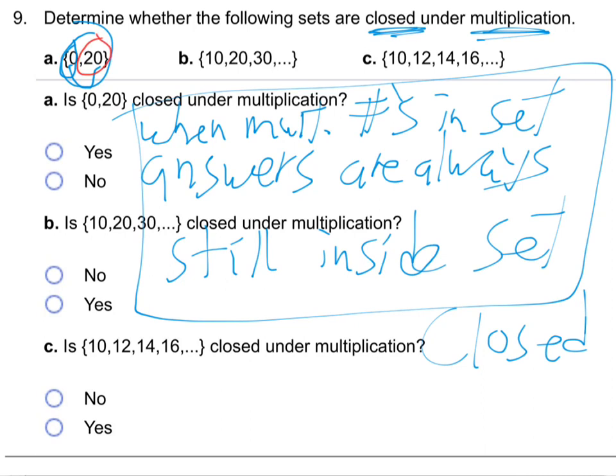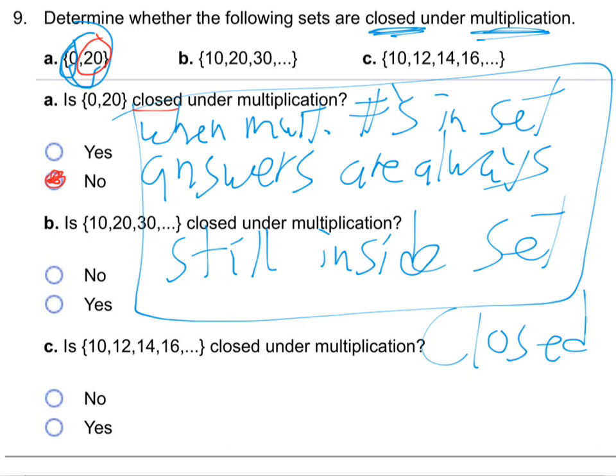And now, what about 20 times itself? No, that's 400. That's not in there. So this one is no. It's not closed. Did that make sense what I just did there? Yeah. So I found a way to multiply a number times itself and get an answer that jumped out of the set. 400 is not in the set. So the door must be open there, right? Under multiplication, you can get out of the set. It jumped out.